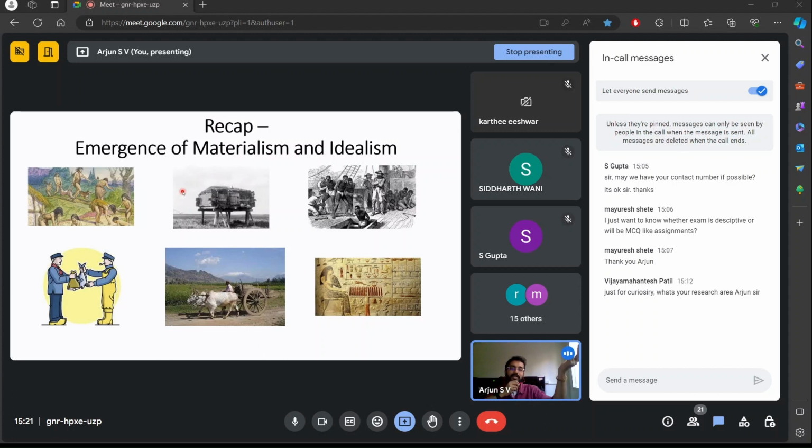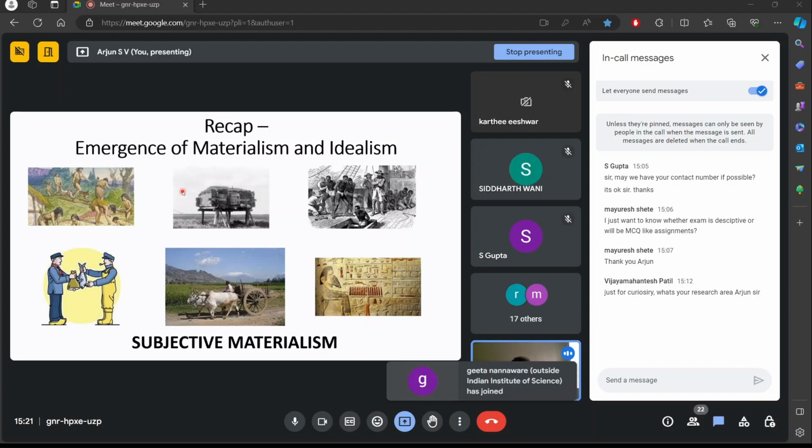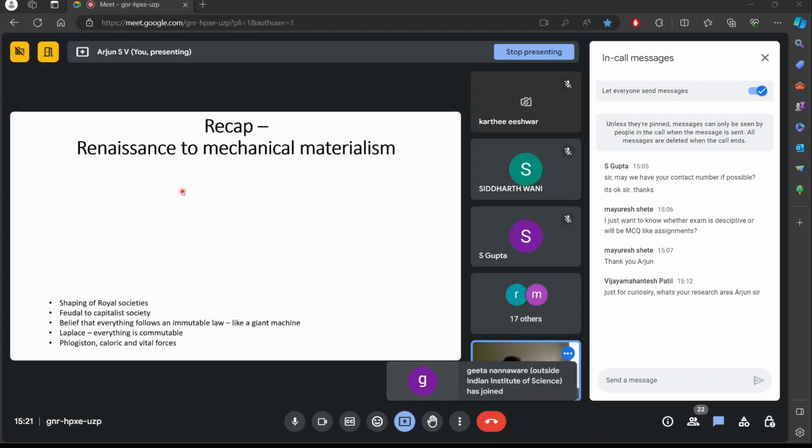So this was the early emergence of materialism, and materialism itself was not perfect, so there was also a piece of idealism in materialism. So ultimately, since there was some piece of idealism in materialism as well, this primitive materialism was one form of subjective materialism.